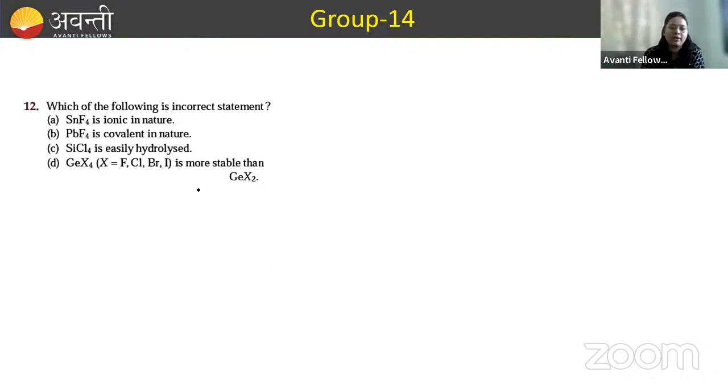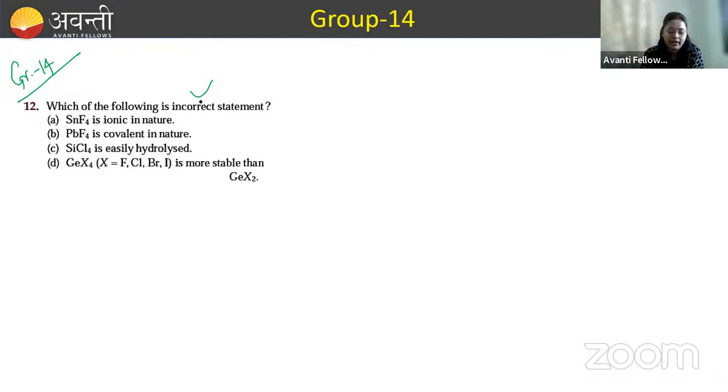Which of the following statement is incorrect? Again, we need to find out the incorrect statement. SnF4 is ionic in nature, PbF4 is covalent in nature, SiCl4 is easily hydrolyzed, and germanium is more stable than germanium halide. So here we have started with the group 14 elements, okay, problems, group 14 elements. So here we can see that which of the following is ionic in nature, okay. तो incorrect हम लोगों को statement देखना है, okay.